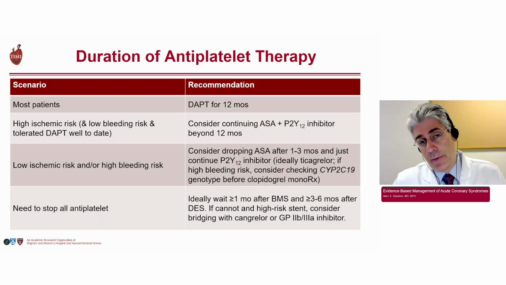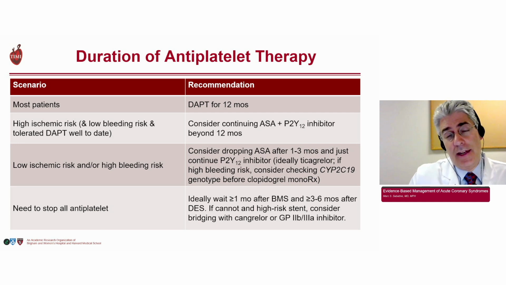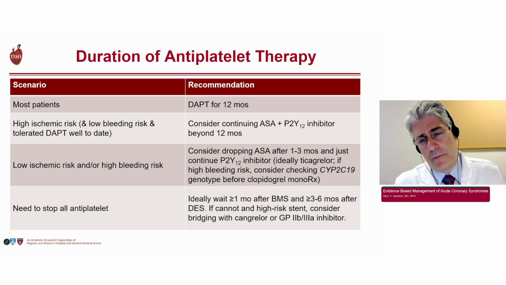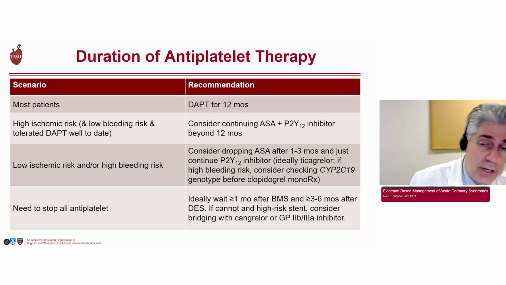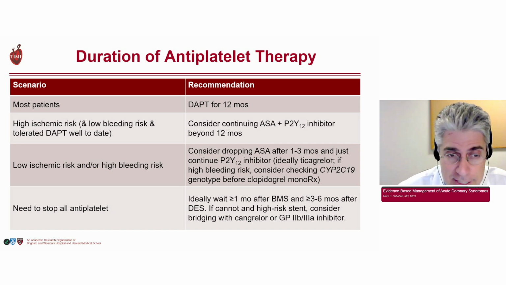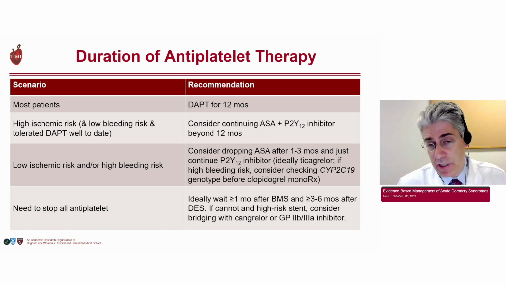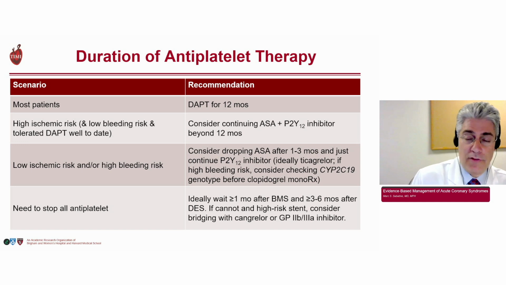So duration of antiplatelet therapy, this could be a talk in and of itself. It is quite complicated with a bunch of different trials giving different insights. But most patients, the answer is dual antiplatelet therapy, aspirin and a P2Y12 inhibitor for 12 months. For high ischemic risk patients, you could consider continuing it. And we and others have done trials showing about a 15 or 16% reduction in ischemic events if you continue the P2Y12 inhibitor beyond 12 months.